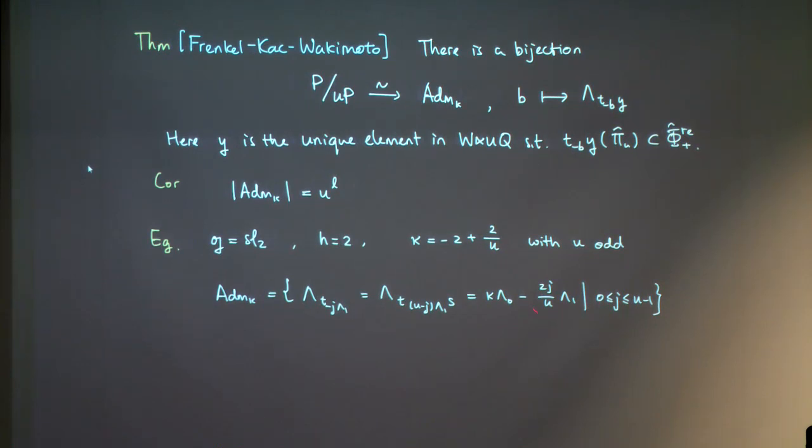Okay, and you can obtain it in two ways. Either you apply the translation T minus J lambda 1, or you apply T of (U minus J) lambda 1 times X. Yeah, just to give you a feeling about these admissible weights. Any questions?